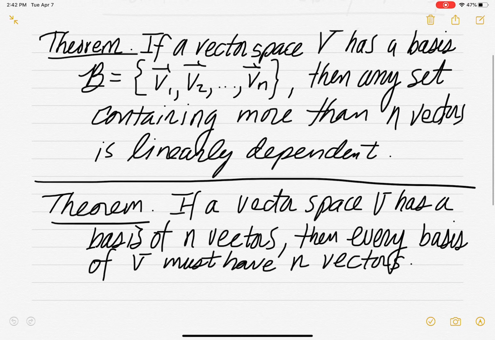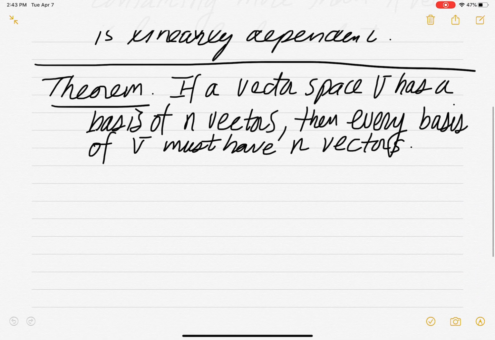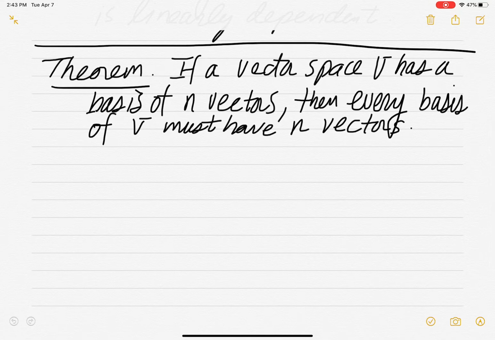Okay, this directly leads to our second result. The second result's super important for establishing something later. It says if a vector space has a basis of n vectors, then every other basis of that vector space must also have n vectors. Think about, for example, Rn, a vector space you're very familiar with. We know epsilon 1, epsilon 2, and so on through epsilon n is a basis for Rn. You can build every vector in Rn from those n vectors, and they're linearly independent.